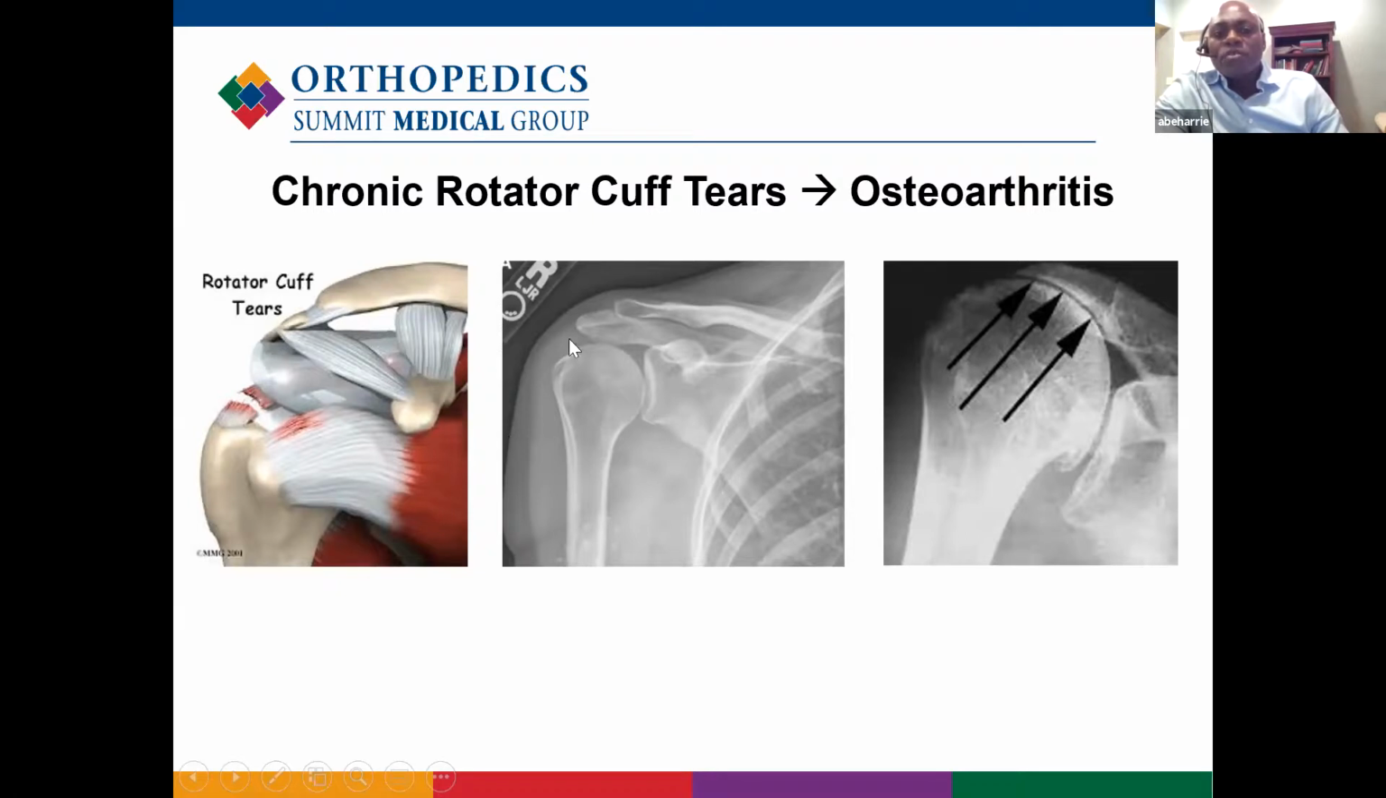As I mentioned, the rotator cuff is important for keeping the ball centered in the socket. If you don't have a functioning rotator cuff, the ball will ride high, will go up underneath the acromion, and that's what we're seeing in this picture. Well, that chronic process of the ball riding high can lead to arthritis in the shoulder.